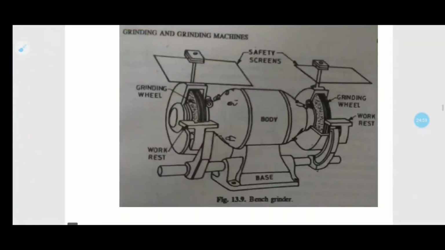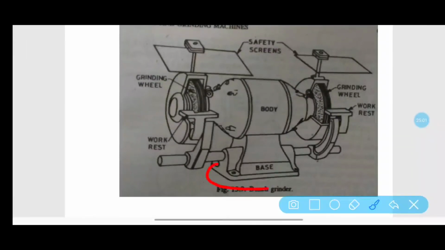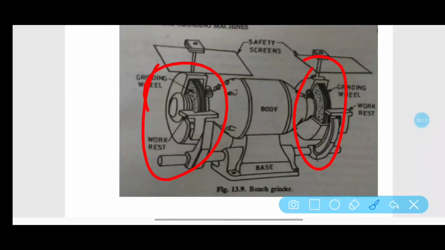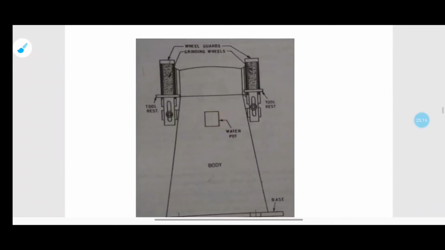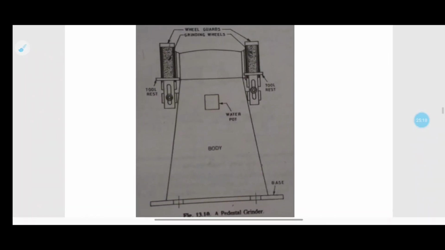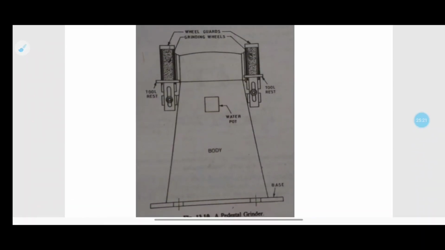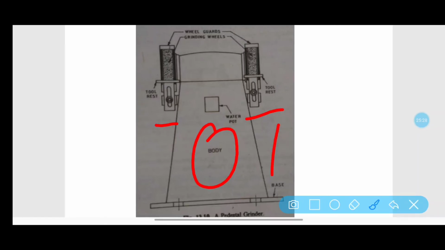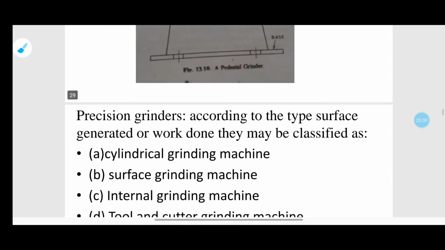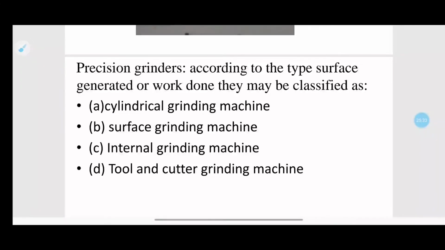So this is the image. You could see that this is the base, where it will be mounted vertically, and these are the two grinding wheels. So this is how it looks. This is exactly a pedestal grinder. Two grinders will be there, and this is the body and the base, everything there perfectly. You can see the video.